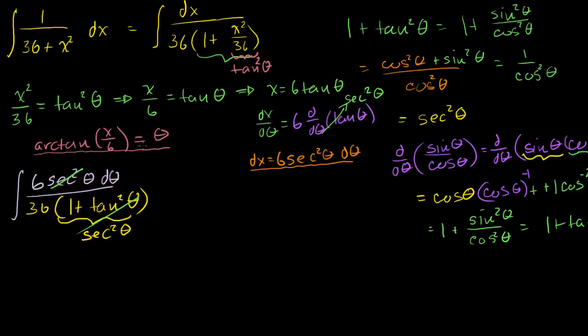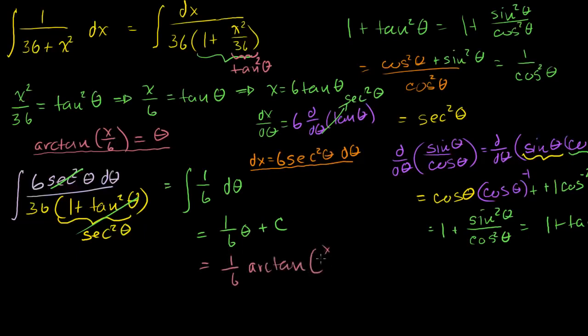And so our integral reduces to, lucky for us, 6 over 36, which is just 1 over 6 d theta, which is equal to 1 over 6 theta plus c. And now we back substitute using this result. Theta is equal to arctangent of x over 6. So the antiderivative of 1 over 36 plus x squared is equal to 1/6 times theta. Theta is just equal to the arctangent of x over 6 plus c. And we're done. So that one wasn't too bad.